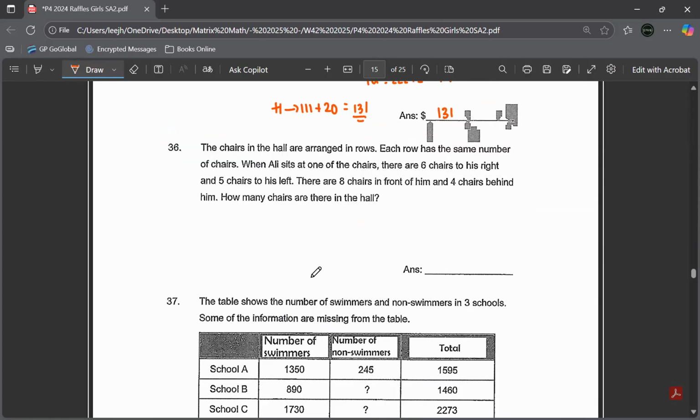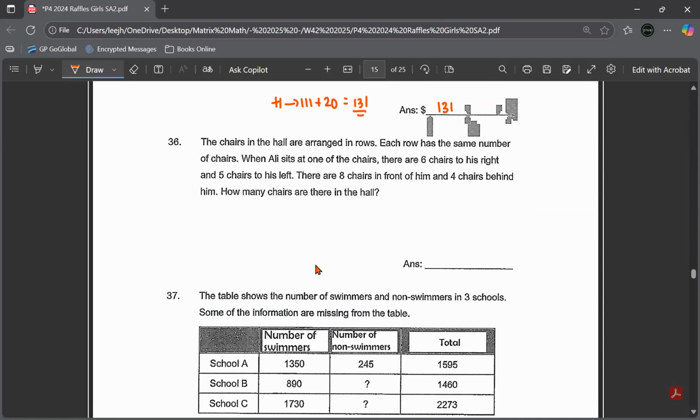Question number 36. The chairs in the hall are arranged in rows. Each row has the same number of chairs. When Ali sits at one of the chairs, there are 6 chairs to his right and 5 chairs to his left. There are 8 chairs in front of him and 4 chairs behind him. How many chairs are there in total?